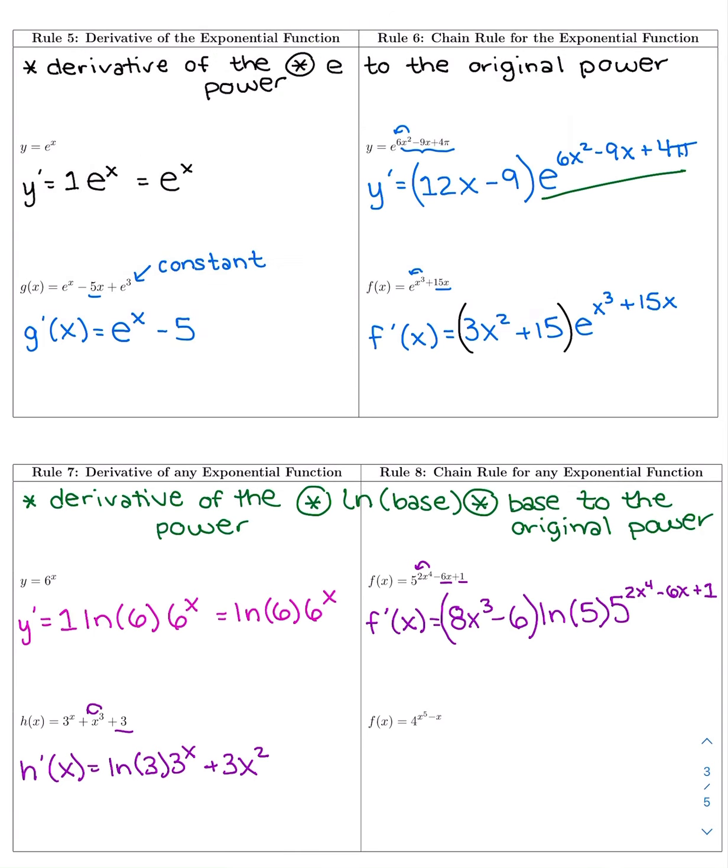If we do that one last time, we have 4 to the x to the fifth minus x. I'm going to start with the derivative of the power for all of these exponentials, whether it's base e or base 4. Derivative of x to the fifth is 5x to the fourth. Derivative of negative 1x is negative 1. Differences, I have to have ln of my base here. We didn't do ln of e on the previous examples because ln of e is just 1. Any other base, we need ln of our base as part of our answer. So ln of 4 times 4 to the original power, x to the fifth minus x.